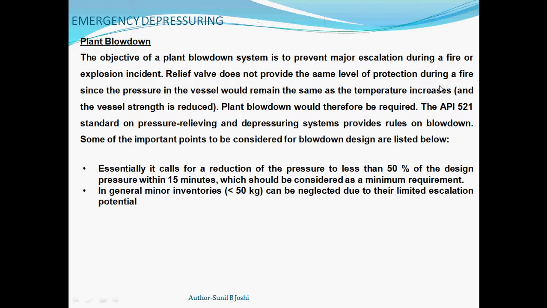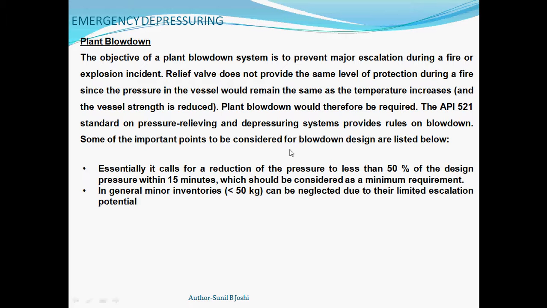Let us see now the plant blowdown. The objective of the plant blowdown system is to prevent major escalation during a fire or explosion incident. The relief valve does not provide the same level of protection during a fire, since the pressure in the vessel would remain the same as the temperature increases and the vessel strength is reduced. So plant blowdown would therefore be required. One of the standards, API 521, which is normally referred to as the standard on pressure relieving and depressuring systems, provides rules for such a blowdown.